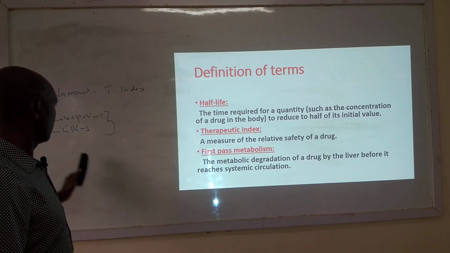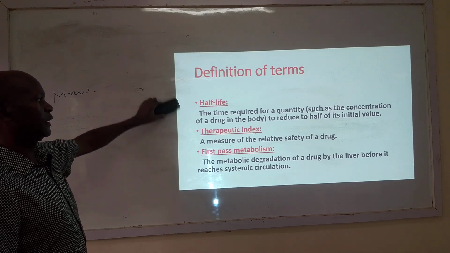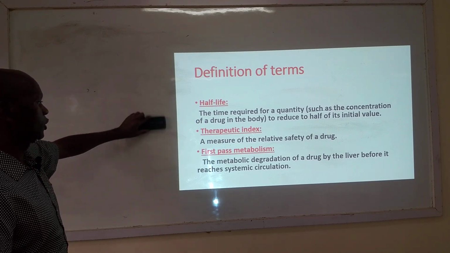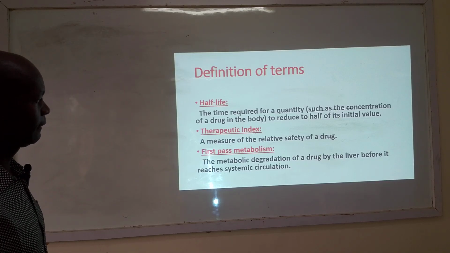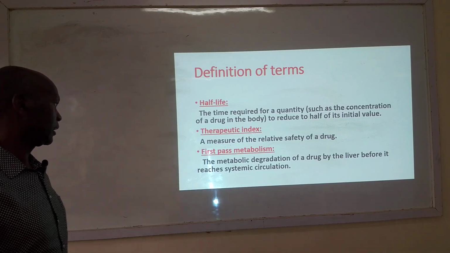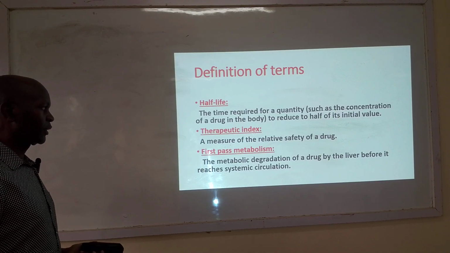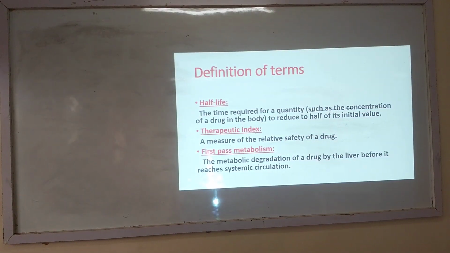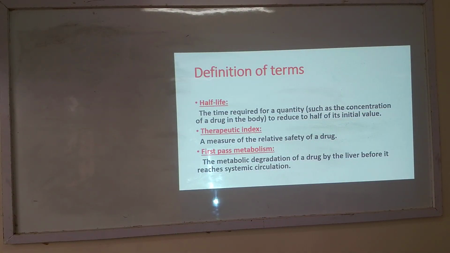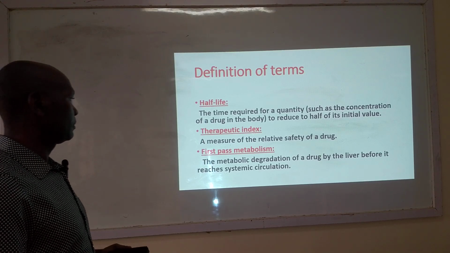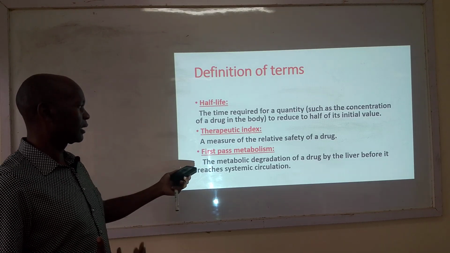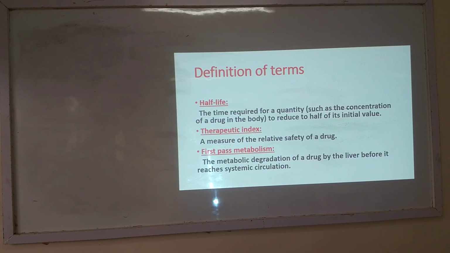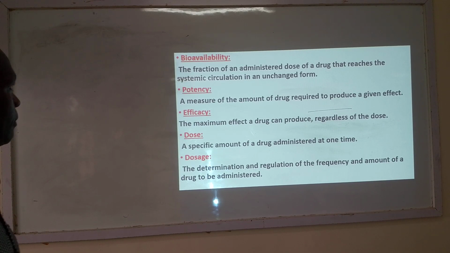First-pass metabolism is the metabolic degradation of a drug by the liver before it reaches systemic circulation. For example, if you take an oral antibiotic, it will undergo some metabolism in the stomach first before it gets into the circulation. So that metabolism that takes place in the stomach or the site of administration is what we are referring to as first-pass metabolism.